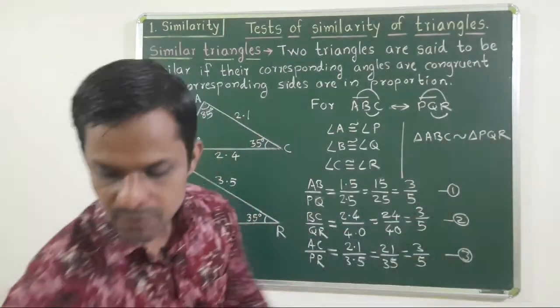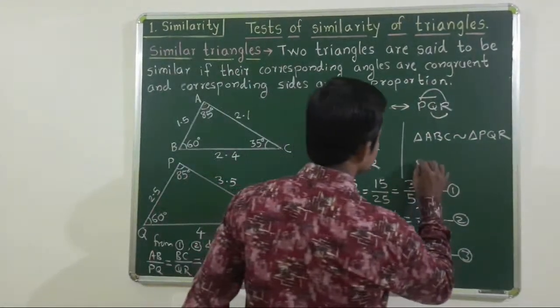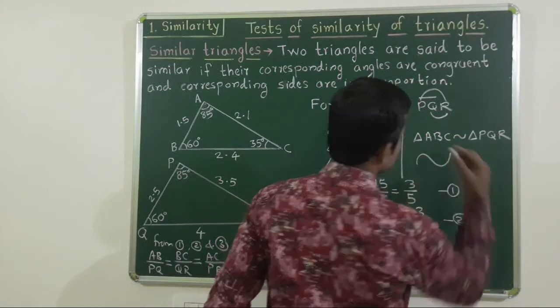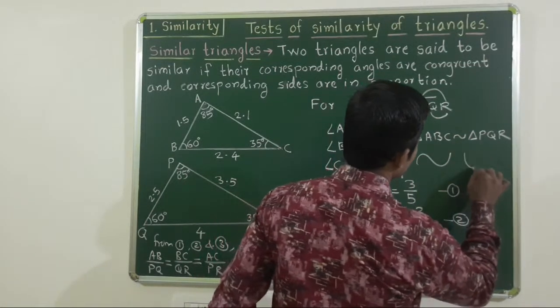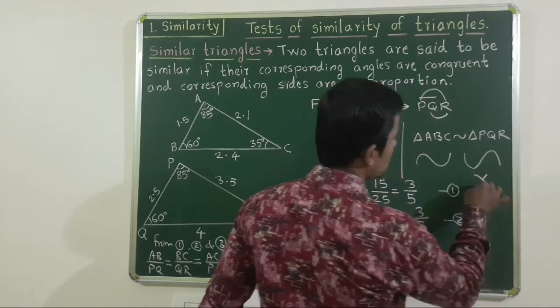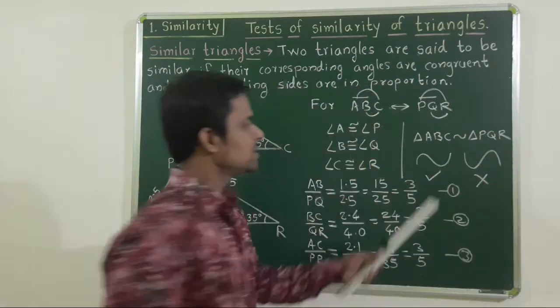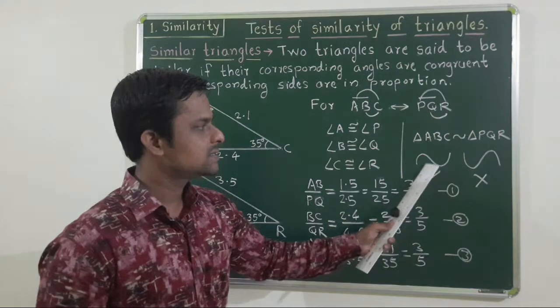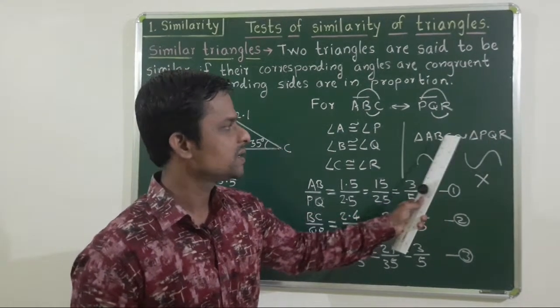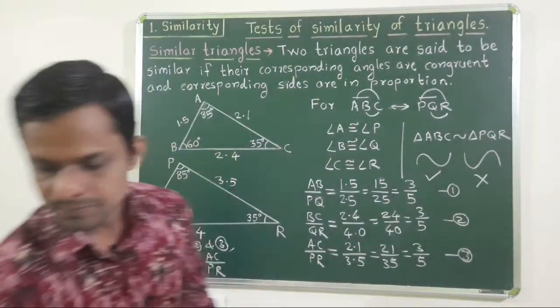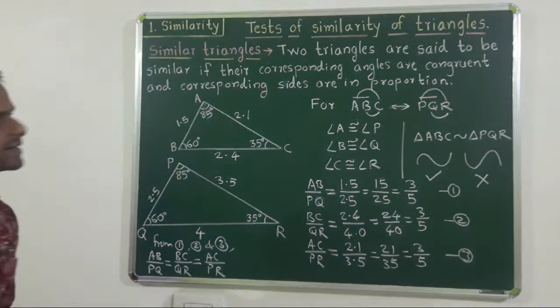This is the symbol of similarity. It is like this, and this one is wrong. This one is wrong, this one is correct. Symbols must be like this: triangle ABC similar to triangle PQR. If you want a screenshot, then take a screenshot.